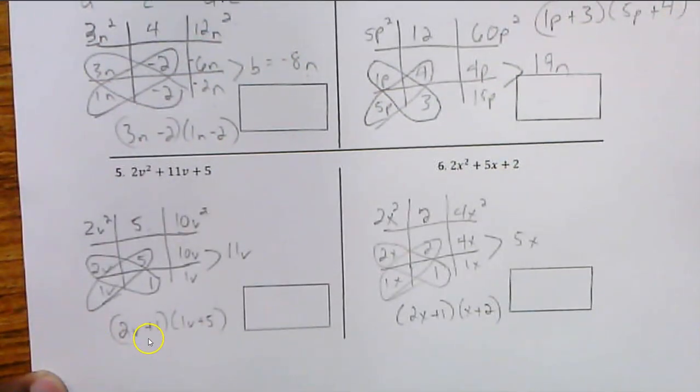So these are the factors. 2v plus 1 and 1v plus 5. And number 2 gives you 2x plus 1 and x plus 2. That's all I have. Good luck.